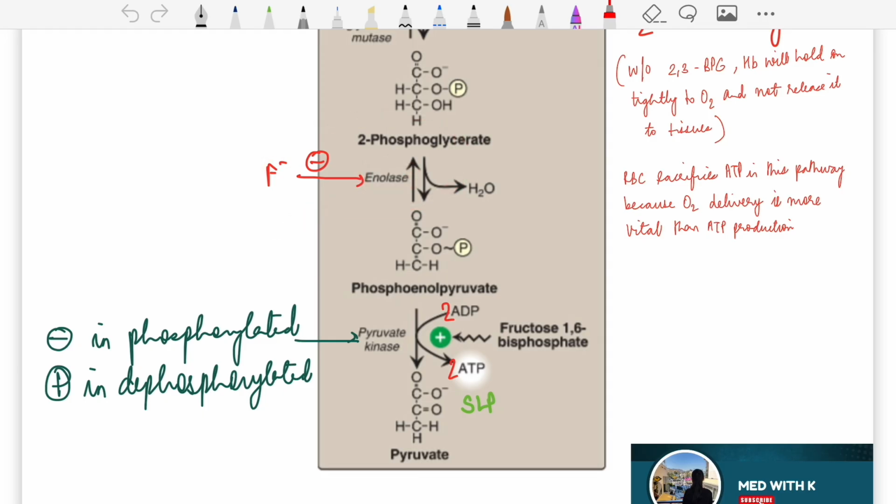Now this PEP gets converted to pyruvate with the help of pyruvate kinase. Again, this pyruvate kinase, you tell me when will it be activated? It will be activated in the dephosphorylated state. Why? Because it is a glycolytic enzyme and it will be inhibited in the phosphorylated state. So again, two ATPs form. This part, when ADP forms ATP, is known as substrate level phosphorylation.